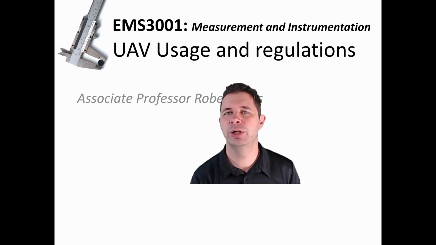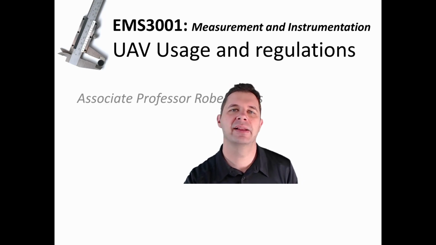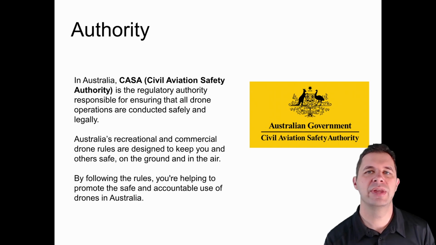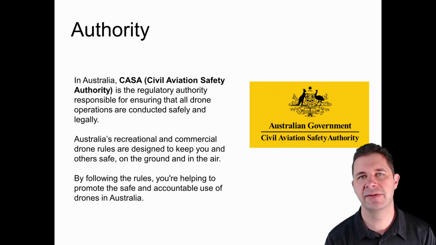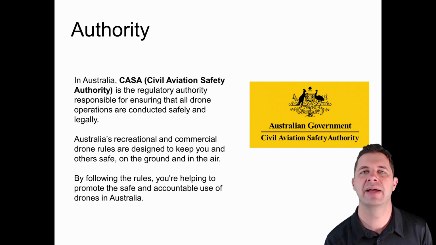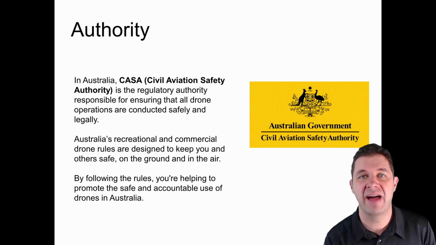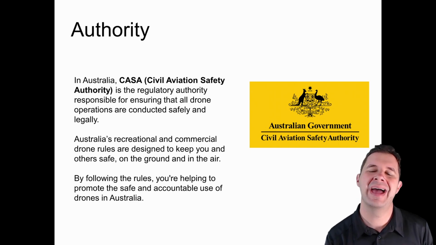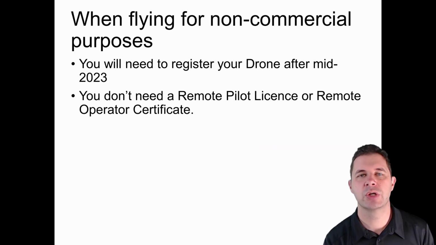In this video, we'll look at UAV drone usage and some of the regulations around it. Now, within Australia, CASA, the Civil Aviation Safety Authority, is the one that makes all the rules and regulations around drones and all aircraft for that matter: where we can use them, where we can't use them, and how they must be used. So regulations around these areas change all the time.